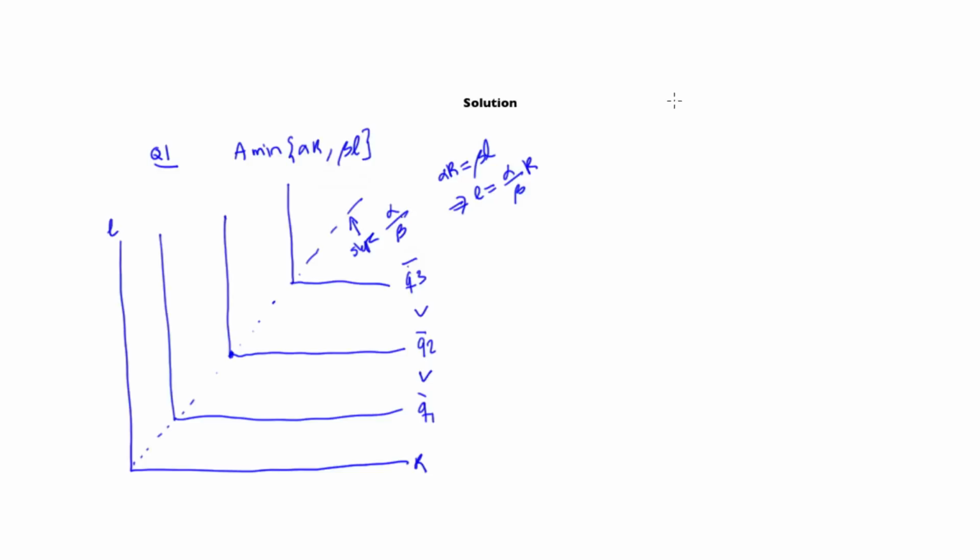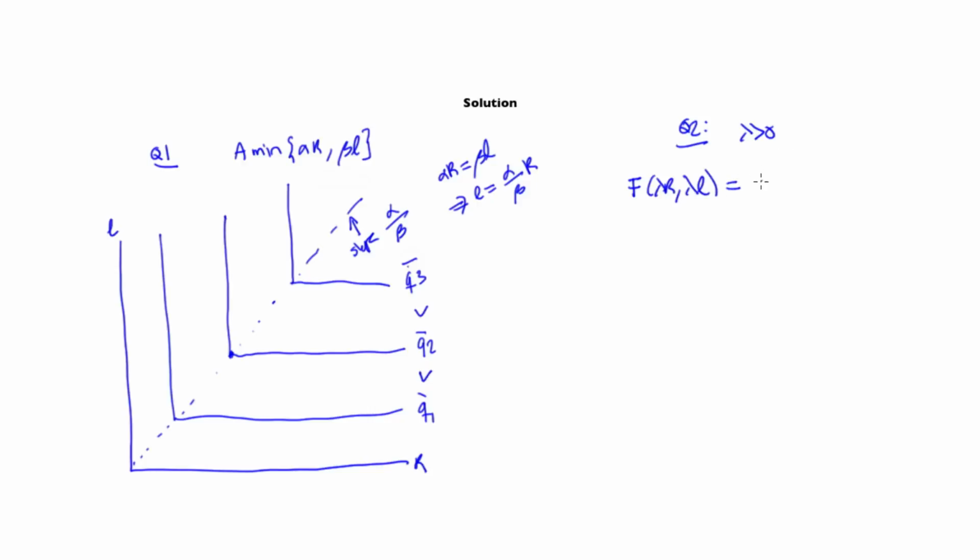Now, let's answer question 2. Let's try to see if the function satisfies CRS, DRS, IRS, or neither. So what we have to do there is to ask the question: what happens if we start with K and L and multiply the level of inputs, we amplify it, or scale it up by lambda. So let's ask, what is the F of lambda K, lambda L, for any lambda greater than 0?